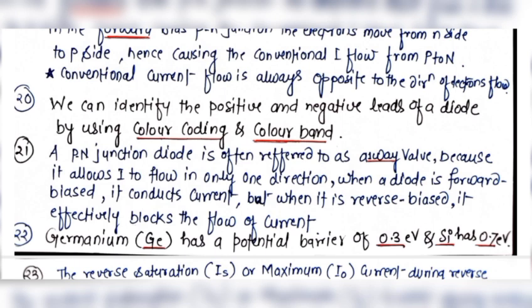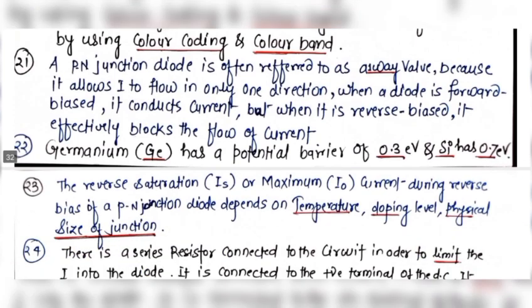A PN junction diode is often referred to as a one-way valve because it allows current to flow in one direction only. When a diode is forward biased, it conducts current, but when it is in reverse biased condition, it effectively blocks the flow of current.